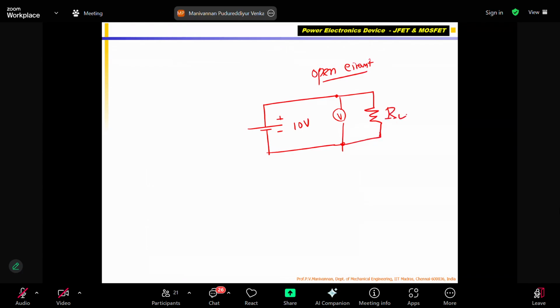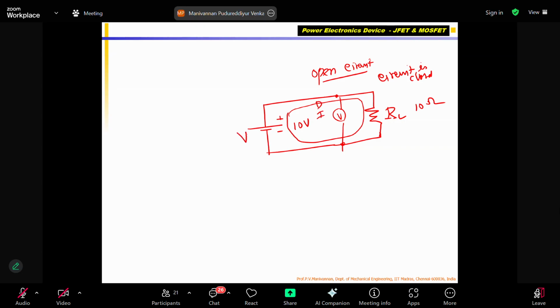I say our load resistance is 10 ohms. Correct? 10 ohm load resistance. Now, once I connect a load between the positive and negative terminals of the energy source, which is a 10 volt battery, automatically we say the circuit is closed. Correct? Once the circuit is closed, current from the positive terminal will flow through the load, complete. So current I flows.